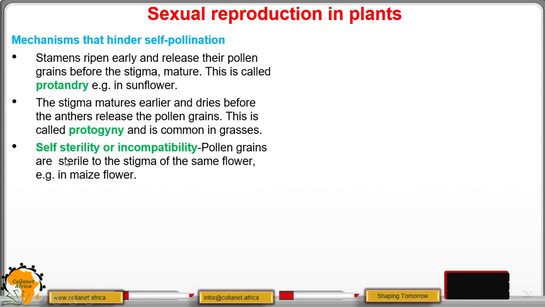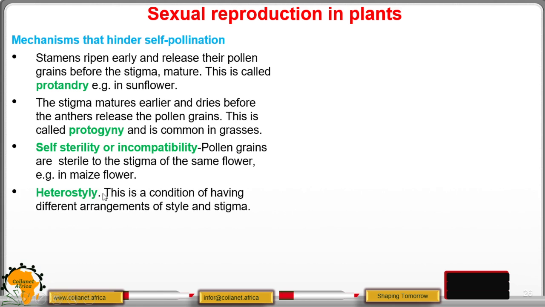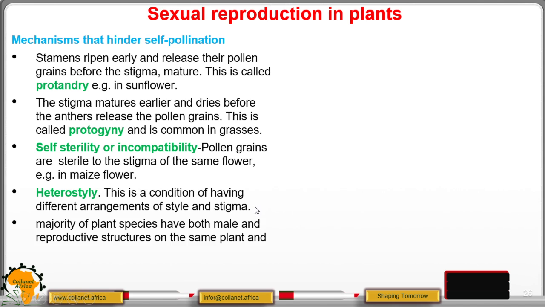We have self-sterility or incompatibility. In this case, the pollen grains are sterile or not fertile to the stigma of the same flower, as in the case of maize. In the case of maize flowers, we have another factor called heterostyly, and this is a condition of having different arrangements of stigma and style.